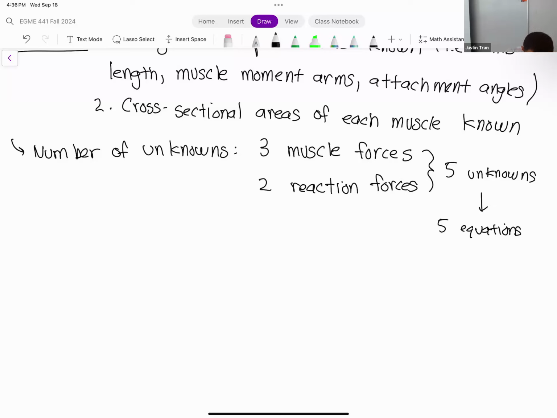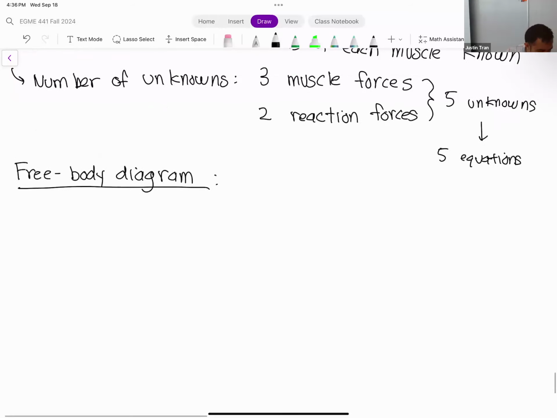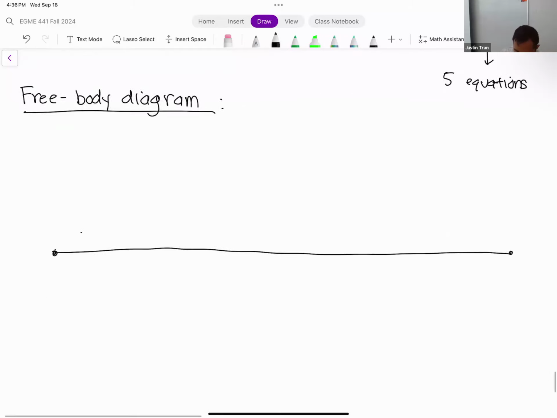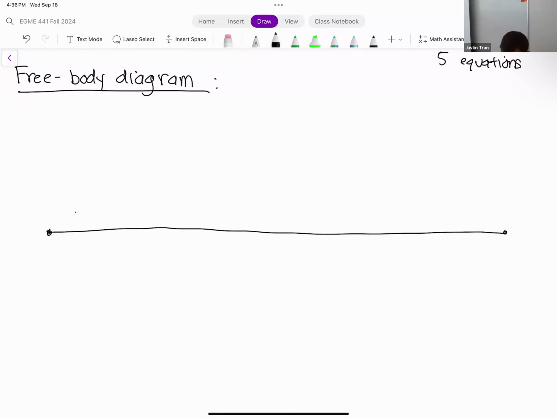All right, so the next step is let's go ahead and draw our free body diagram. Let me go ahead and draw the lower arm here. Let me draw it big just to leave myself a lot of space. Okay. So first, let's add all of the known quantities here. So we have the weight of the object at the end.